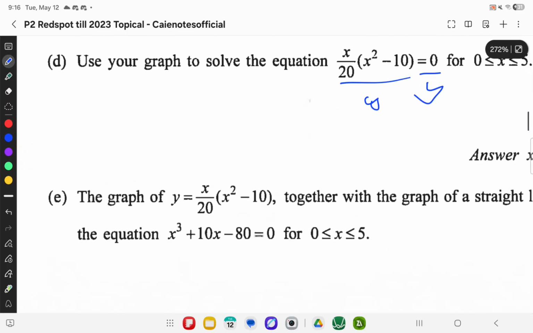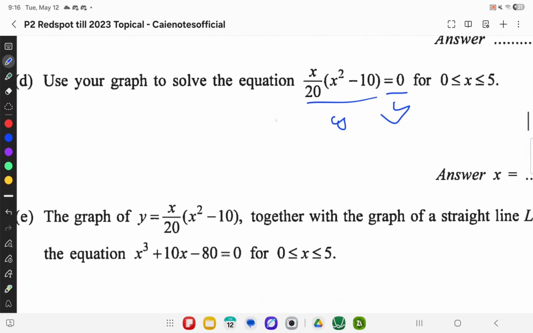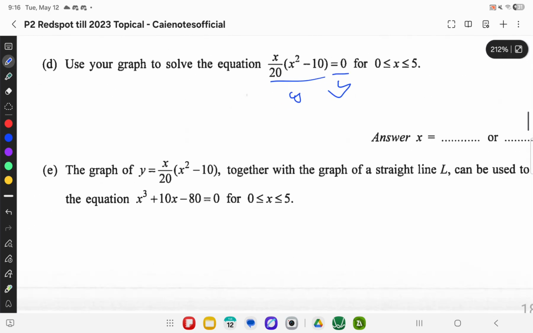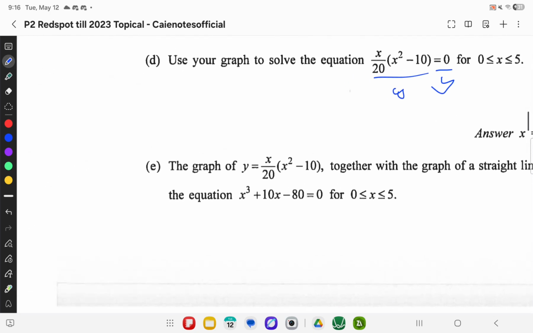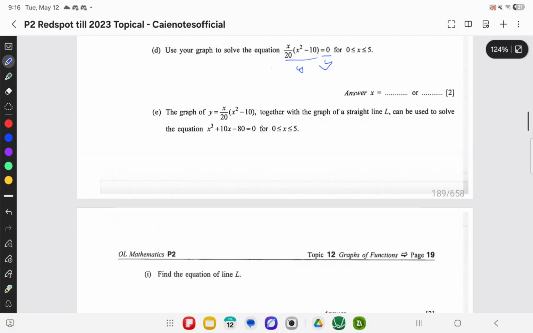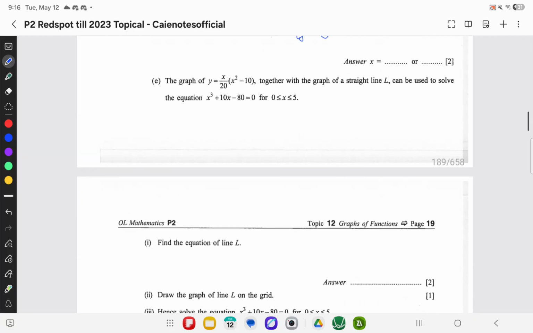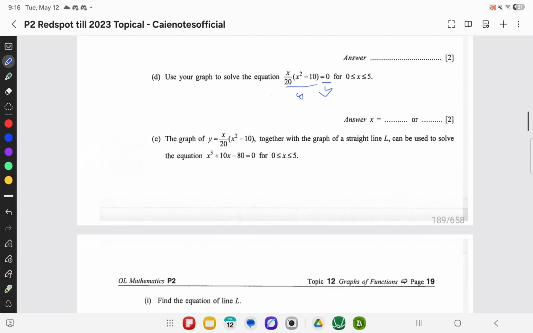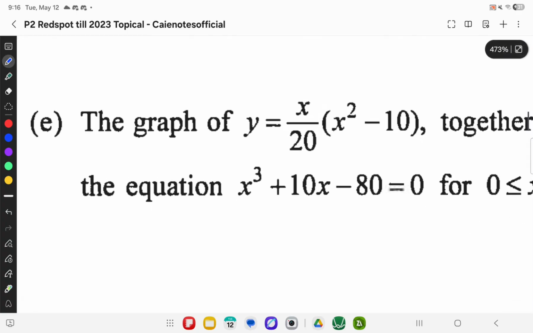Another thing: the graph of this, coupled with the graph of the straight line L, can be used to solve the equation x cubed plus 10x minus 80 is equal to 0. Find the equation of L. Draw L. Hence solve the equation. Now first we need to solve for L. We know this. We need to somehow transform this into this.